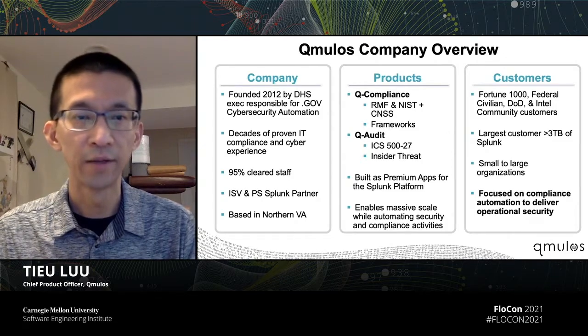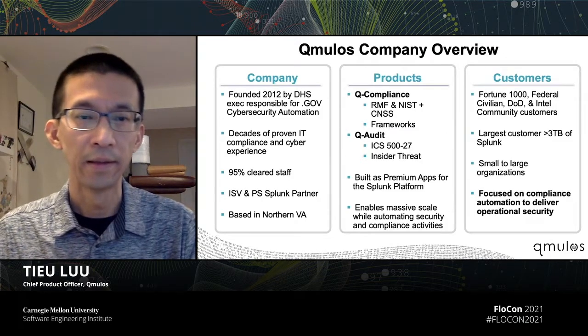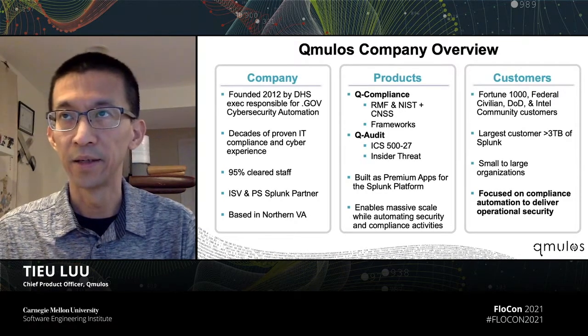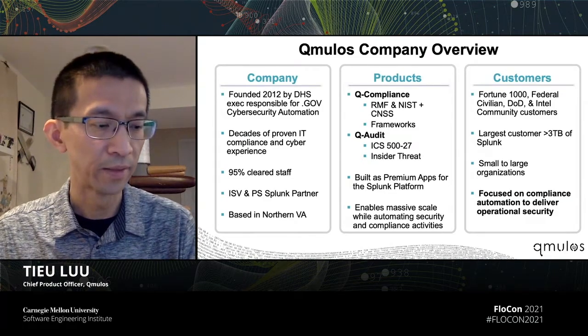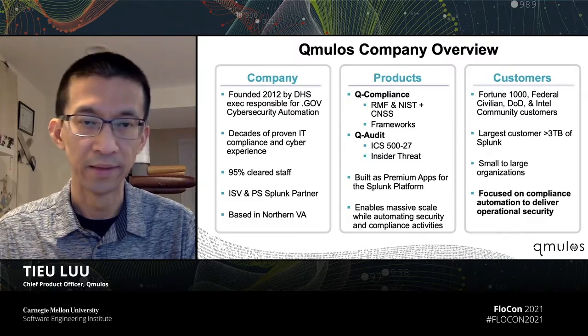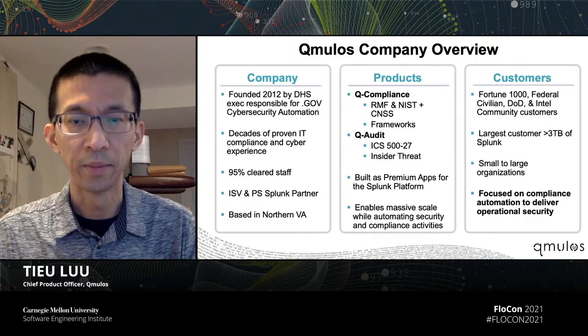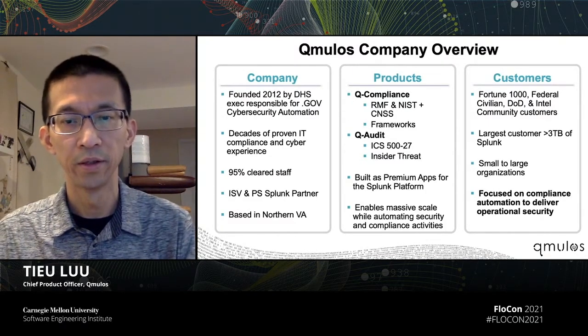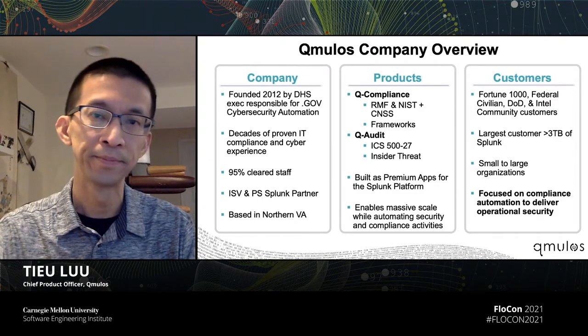So we've got two products, Q Compliance and Q Audit, that are focused on compliance management, risk management, and auditing automation. We've got customers in both the public sector and commercial space, and our mission is basically, as it states there, focused on compliance automation to deliver operational security value.